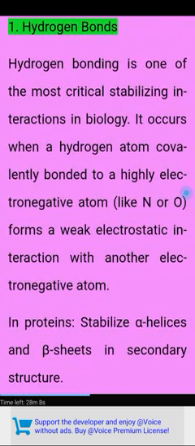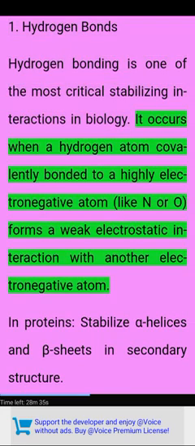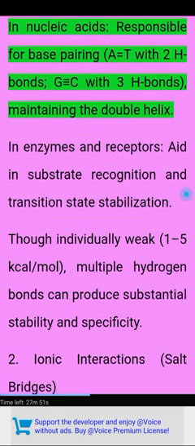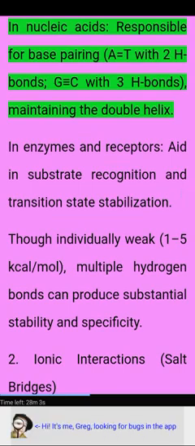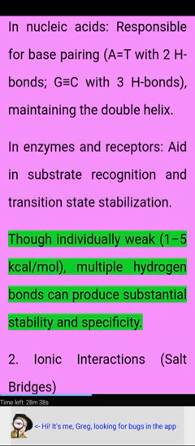1. Hydrogen bonds. Hydrogen bonding is one of the most critical stabilizing interactions in biology. It occurs when a hydrogen atom covalently bonded to a highly electronegative atom, like N or O, forms a weak electrostatic interaction with another electronegative atom. In proteins, they stabilize alpha helices and beta sheets in secondary structure. In nucleic acids, they are responsible for base pairing: A=T with 2 H bonds, G≡C with 3 H bonds, maintaining the double helix. In enzymes and receptors, they aid in substrate recognition and transition state stabilization. Though individually weak, 1-5 kilocalories per mole, multiple hydrogen bonds can produce substantial stability and specificity.